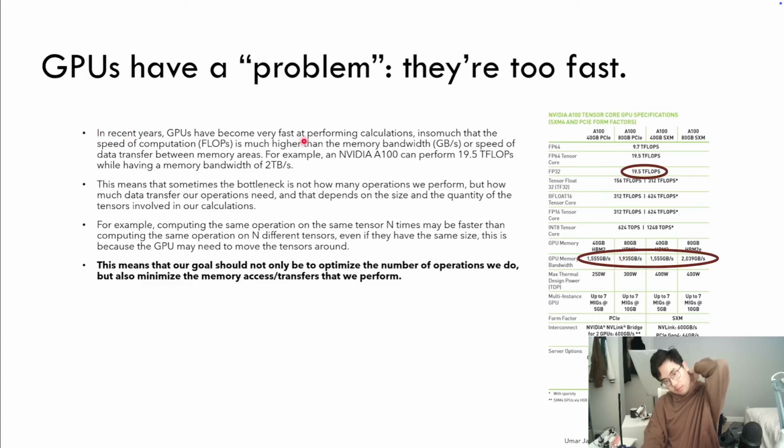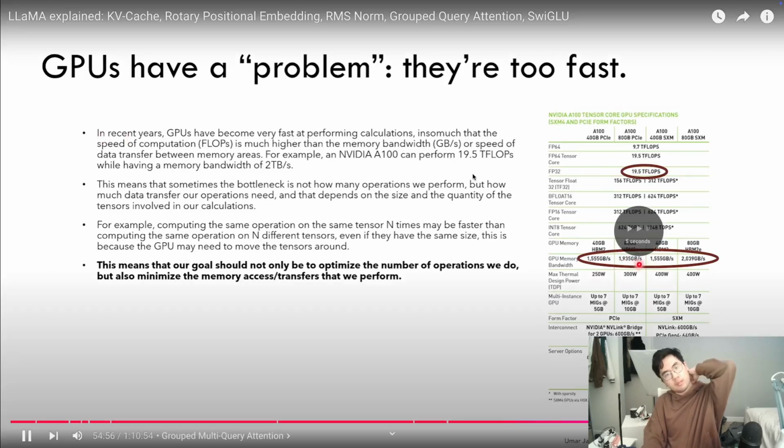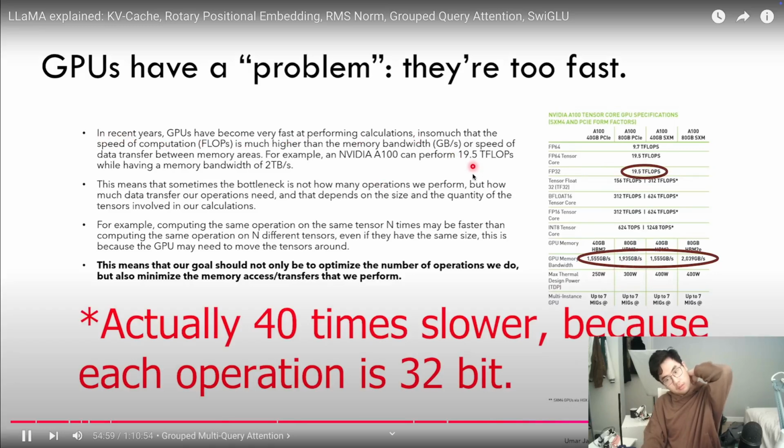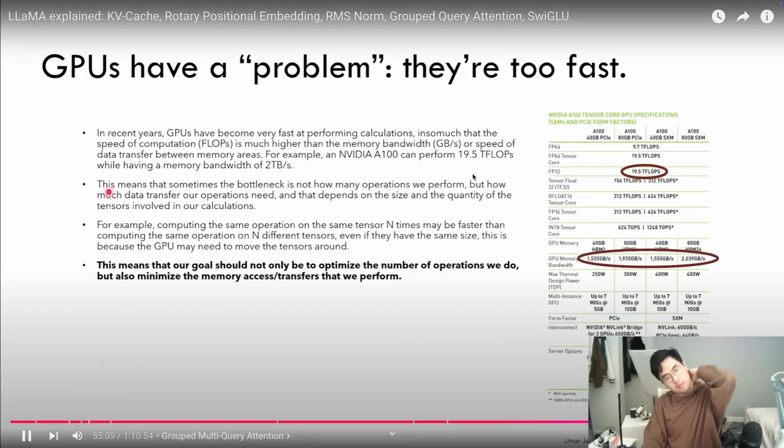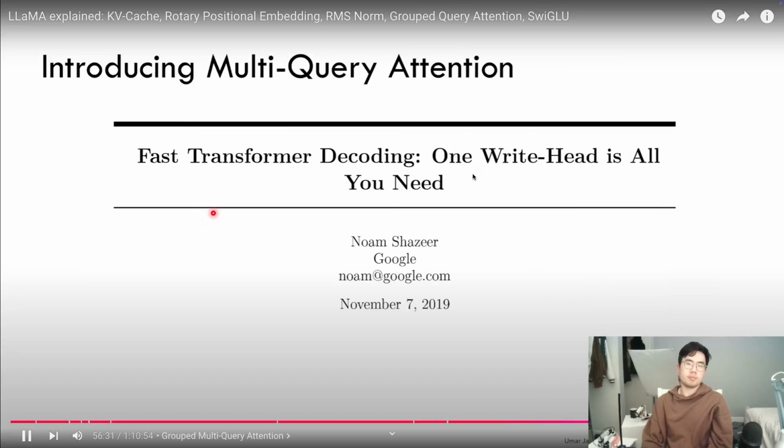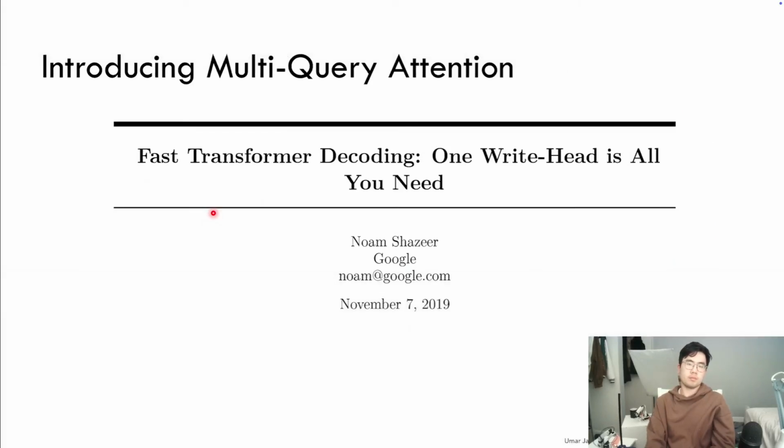That means, for example, that the bytes per second is nearly 10 times slower, and this means that sometimes the bottleneck is not how many computations we do. This is from the attention paper, Attention Is All You Need. And in this paper, he introduced the problem.